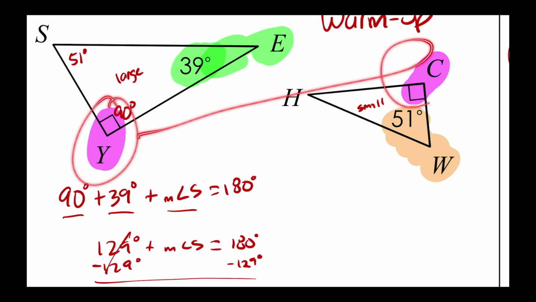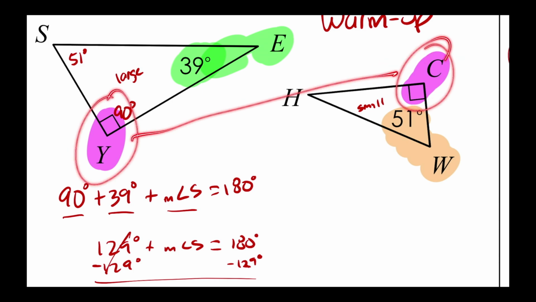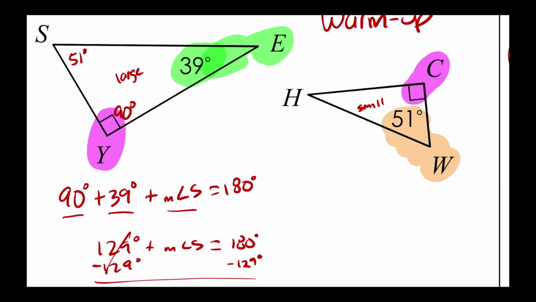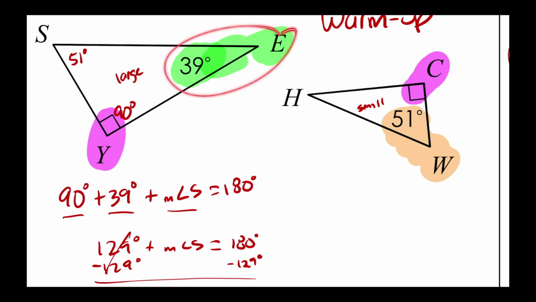Somebody asked in the chat, what about Y and C? Don't we have to find those? No, they gave it to us already. That little square means 90 degrees, so we know that's 90. So those are the ones that are equal. Then we looked at E and W and said, those aren't equal. We're done.